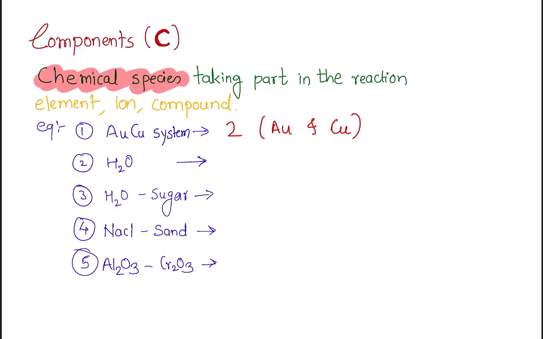If we have H2O, we can have only one component here, because this is water and there is a molecule of water. If we add H2 and sugar, we have two chemical species. NaCl and sand, we have two chemical species. Al2O3 and Cr2O3, we have two chemical species.